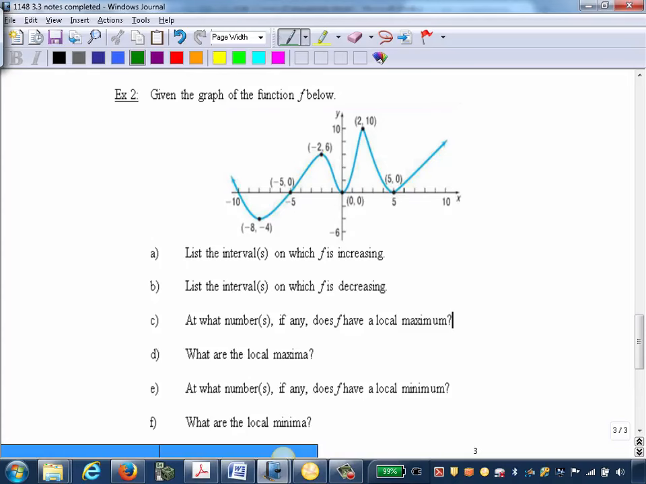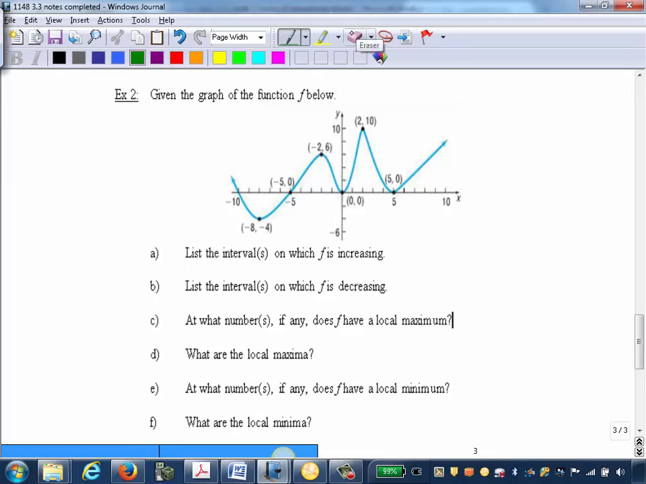Example 2. Given the graph of the function f below. Part A. List the intervals on which f is increasing. Now notice in Part B, it's asking us to list the intervals on which f is decreasing. Most of these questions will ask you to describe both regions of increasing and decreasing.